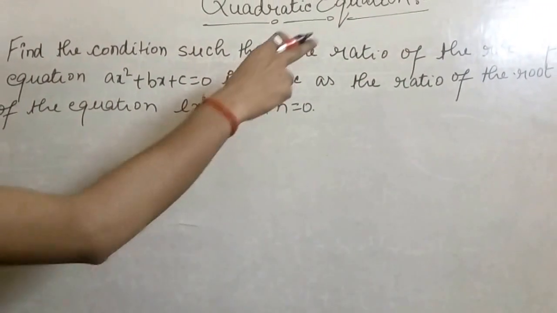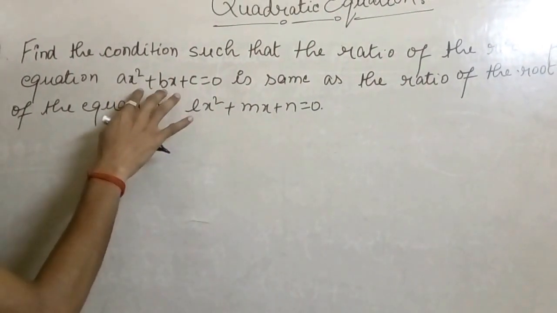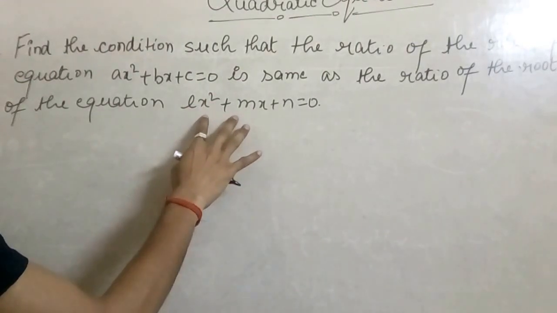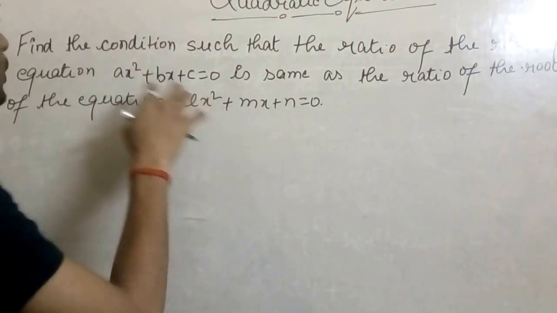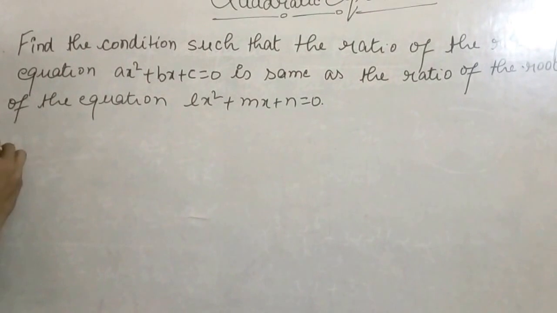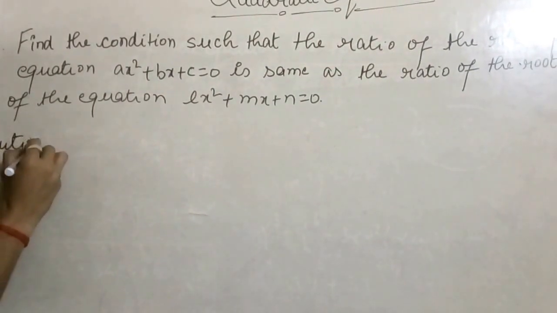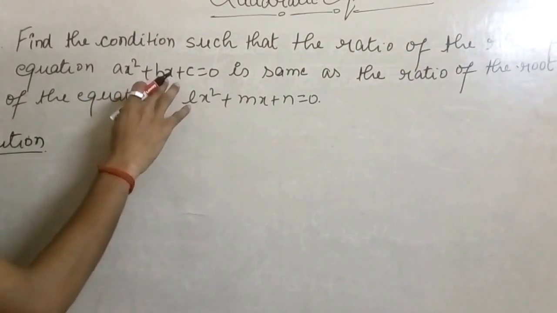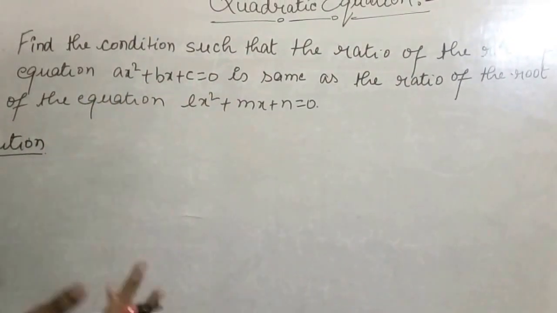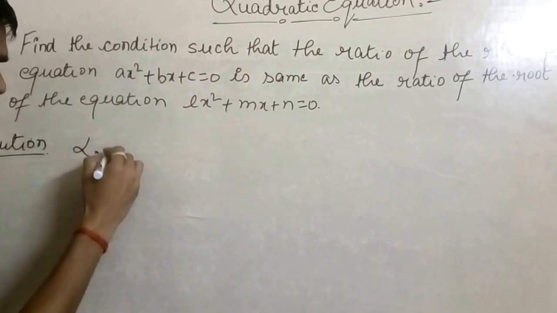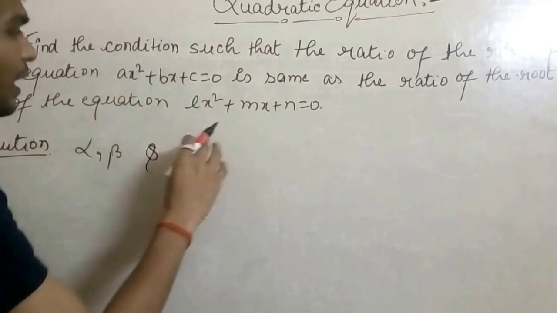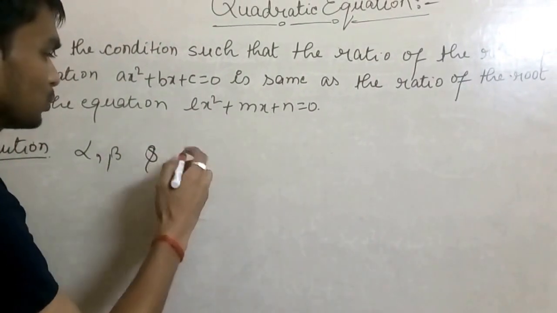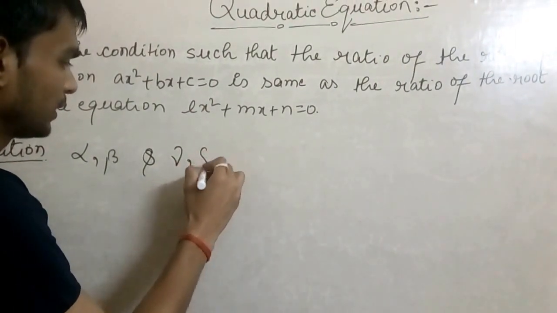So here, given that the ratio of the roots of this equation is the same as the ratio of the roots of this equation. So let the equation ax square plus bx plus c equal to 0 have roots alpha comma beta, and the equation lx square plus mx plus n equal to 0 have roots gamma and delta.